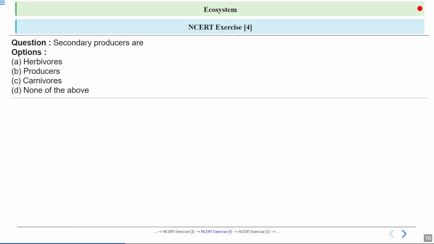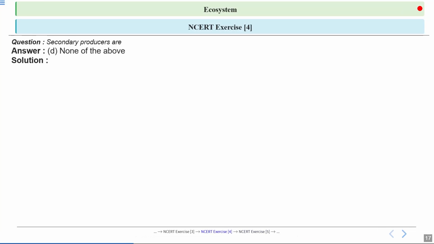Next question, secondary producers are. So you have the four options: herbivores, producers, carnivores or none of the above. What will be the correct answer? Option number D, none of the above is the correct answer.